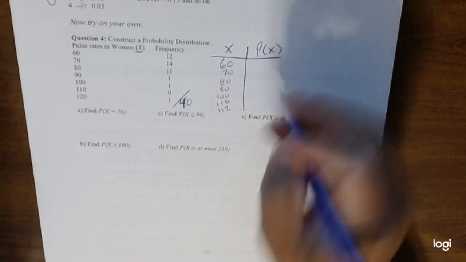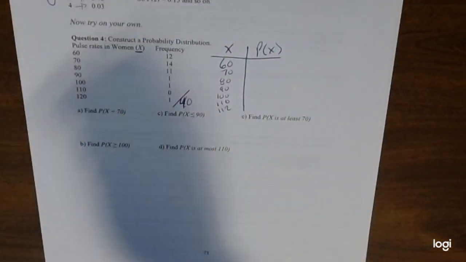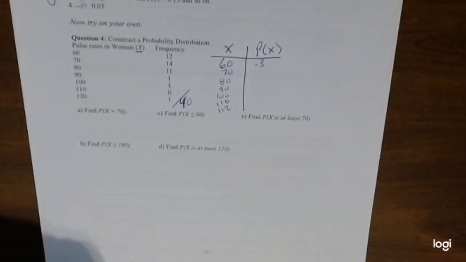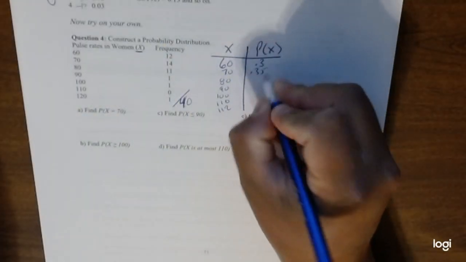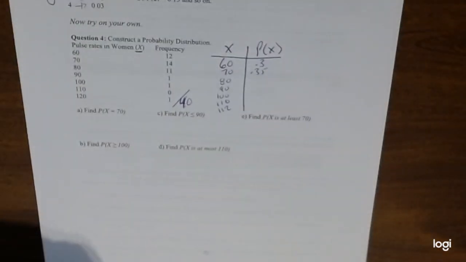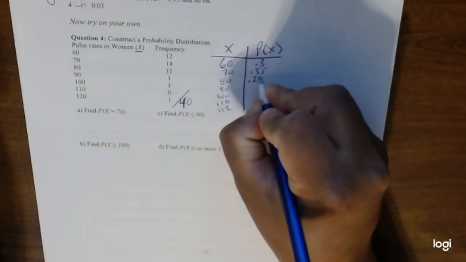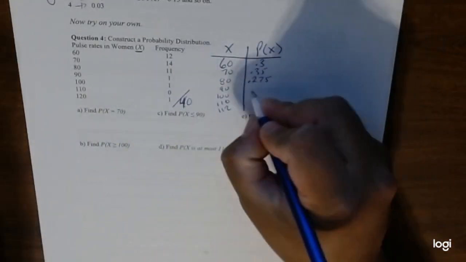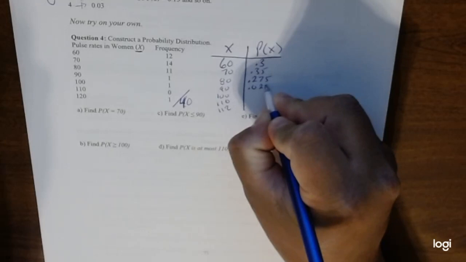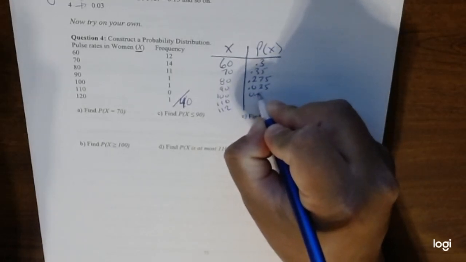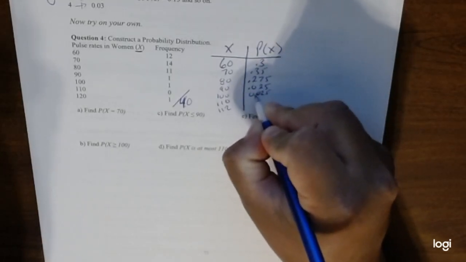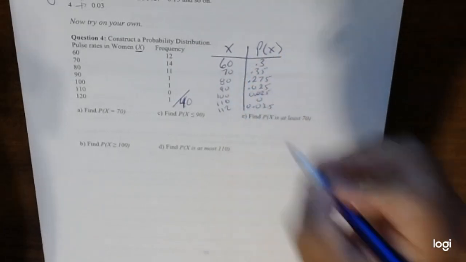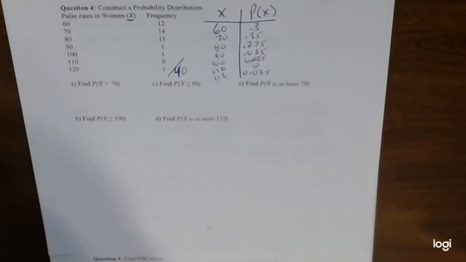And then the individual ones: 12 divided by 40 is 0.3. 14 divided by 40 is 0.35. 11 divided by 40 is 0.275, and then 1 divided by 40 is 0.025. So 0.225, 0, and then another 0.025 for the last one, right? So this one has 0 there. So that should be your answers there.